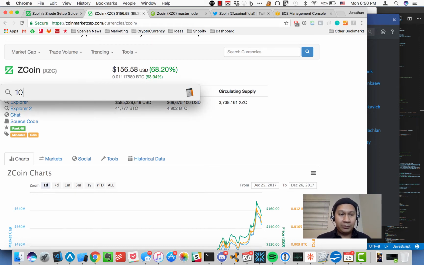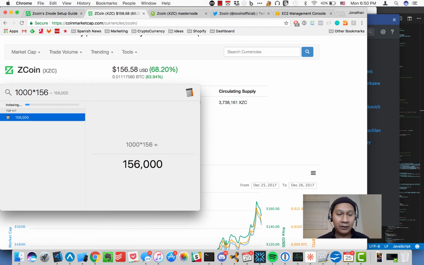So it's quite a bit of cash. So let's see, 1,000 multiplied by, let's say, 156. You need $156,000 to operate a Z node. So when it was trading as low as, let's say, $60 just a few days ago, 60,000 isn't too bad. And a lot of these pools, you only need maybe a minimum of one coin, but a lot of them is like 10%. So 10% is 100 coins, and put together at $60 a piece, that'd be like $6,000.